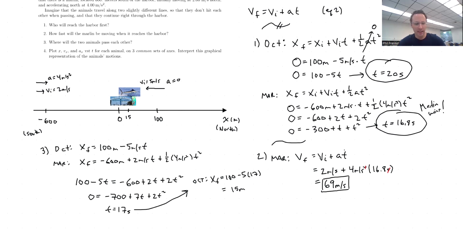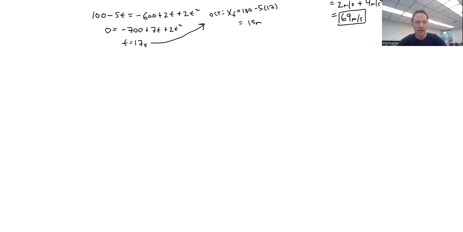Okay, finally, we want to make graphs of position, velocity, and acceleration for the characters. So let's do this together. First, I'll set up some axes, and then we will plot the position, velocity, and acceleration for the two characters on, you'll see what I mean when I say on common sets of axes. So that's one. I'll duplicate.